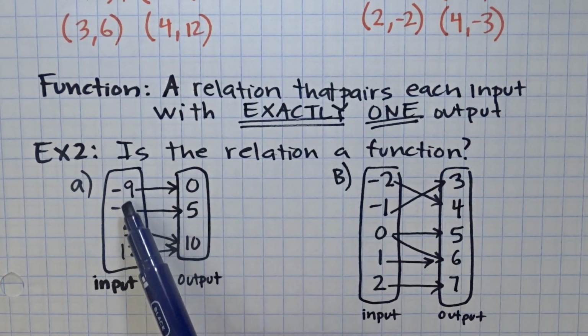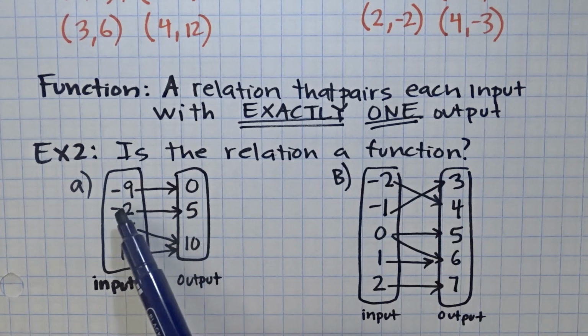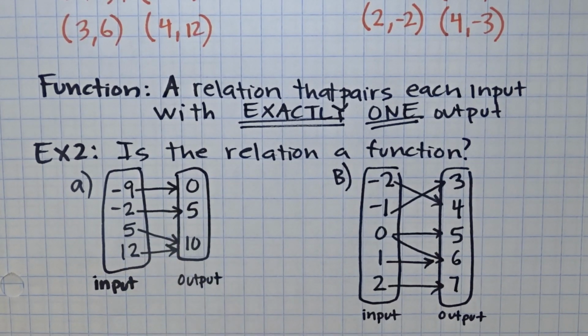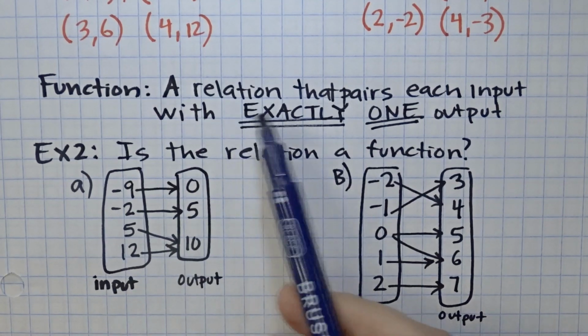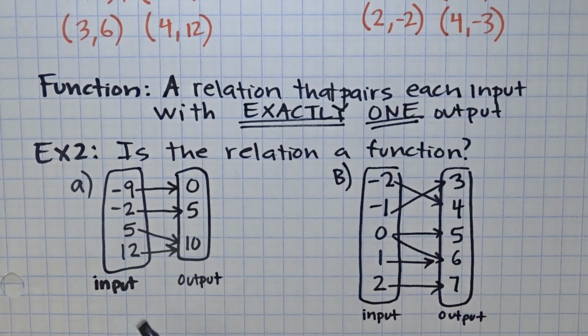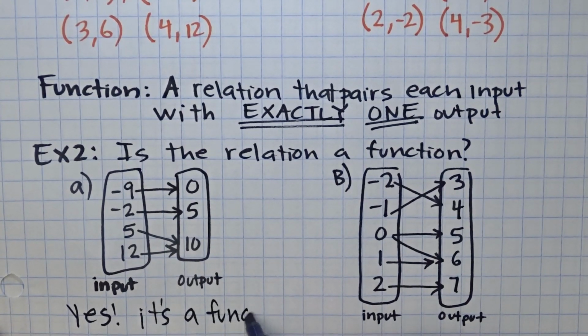All right, so we check our inputs. -9 only has one output. -2 only has one output. 5 only has one output and it's 10. 12 only has one output and it's 10. So does each input have exactly one output? The answer is yes, it does. So we call it a function.